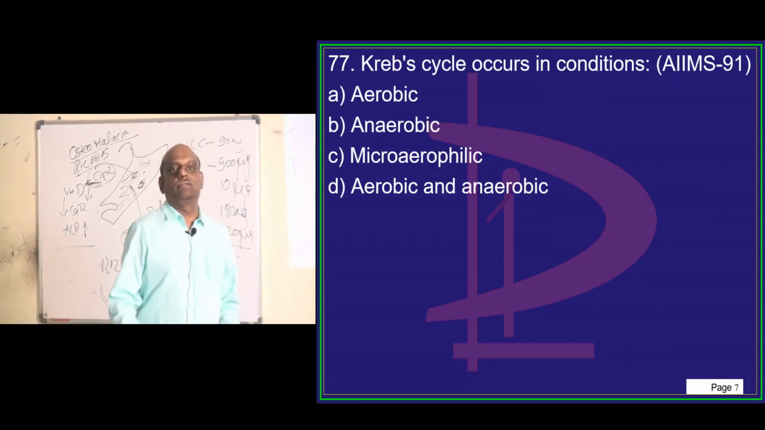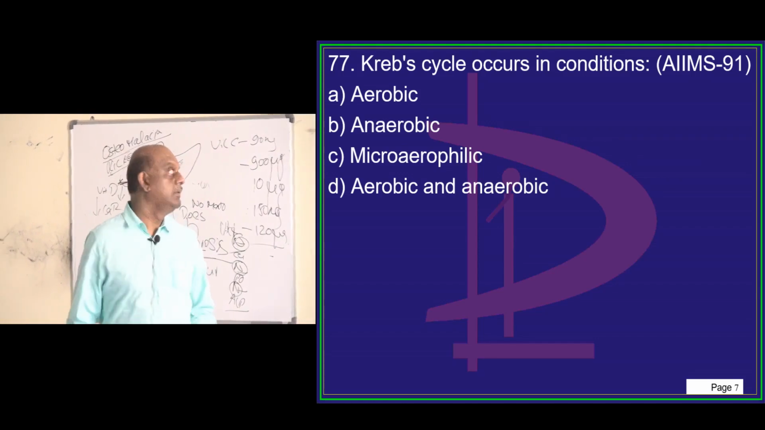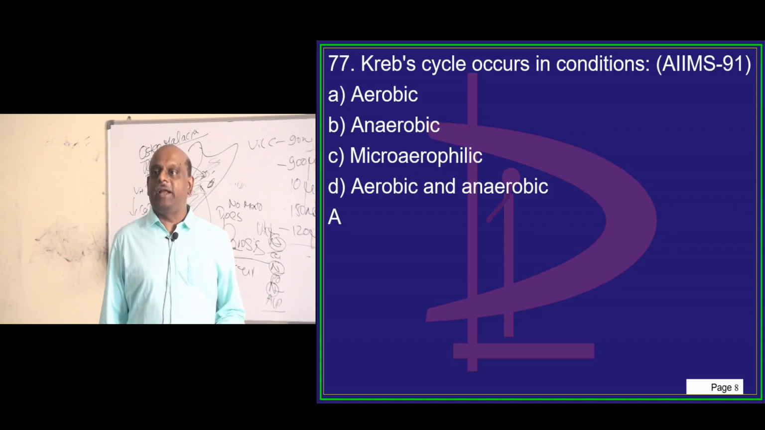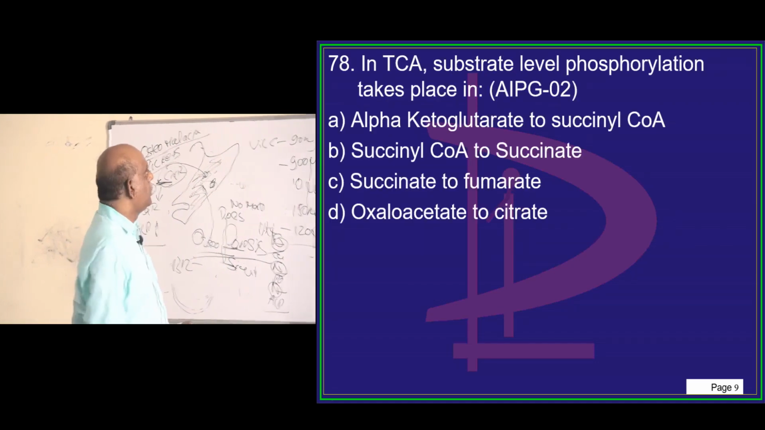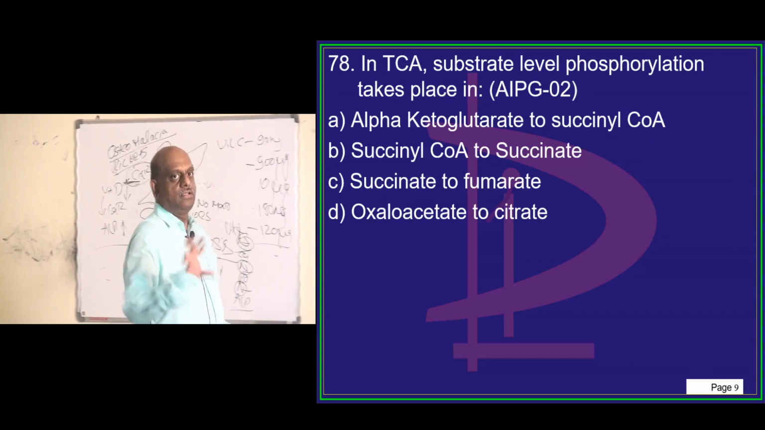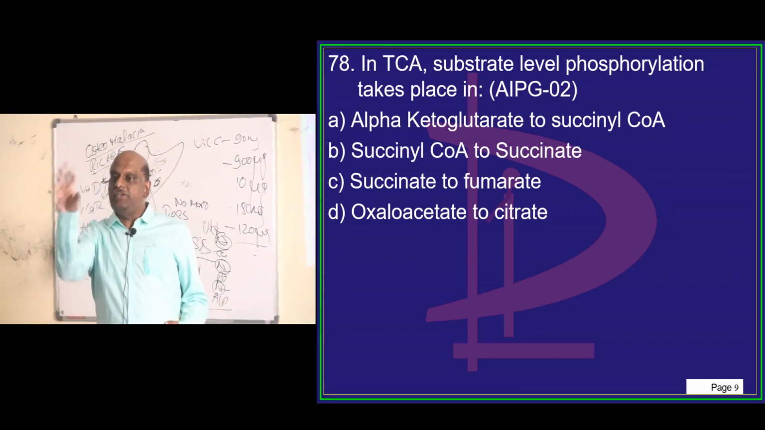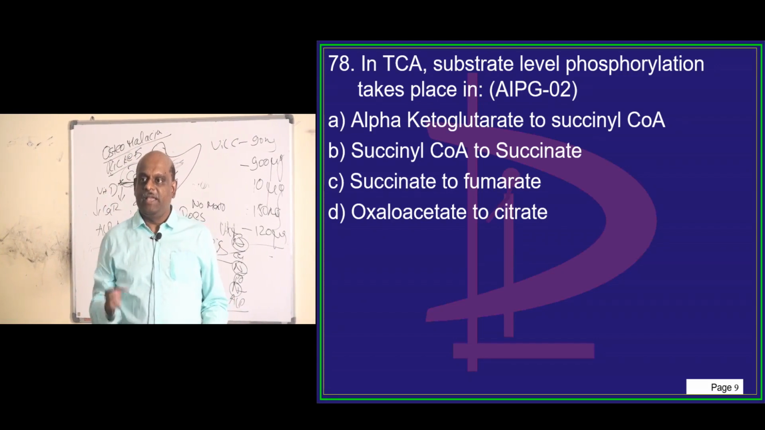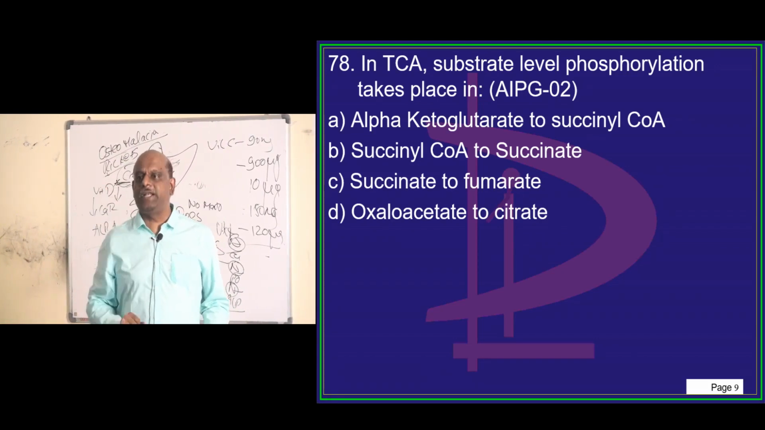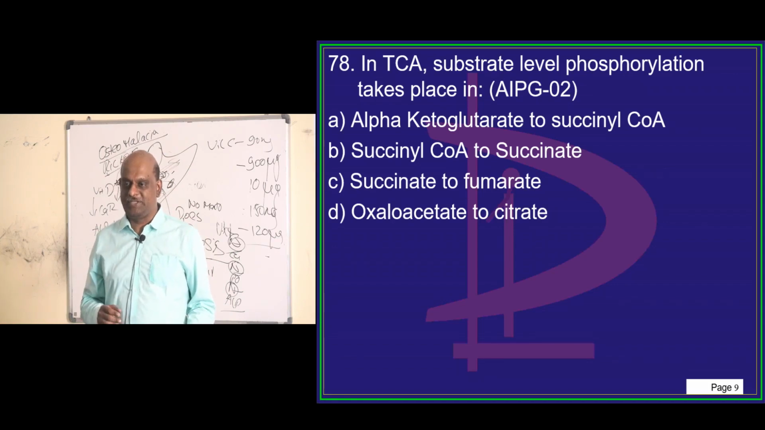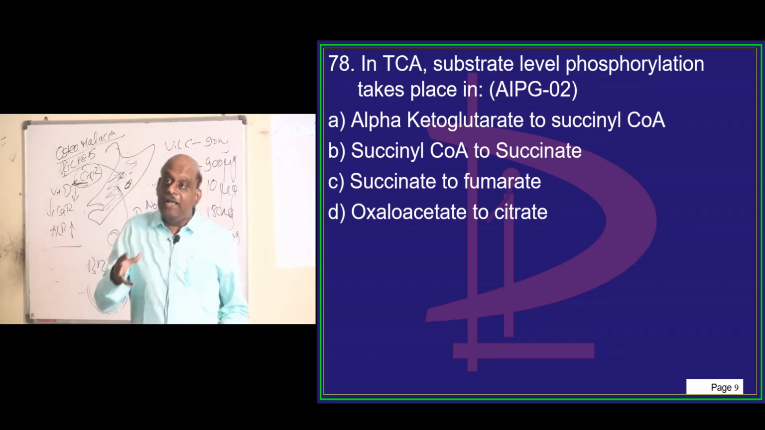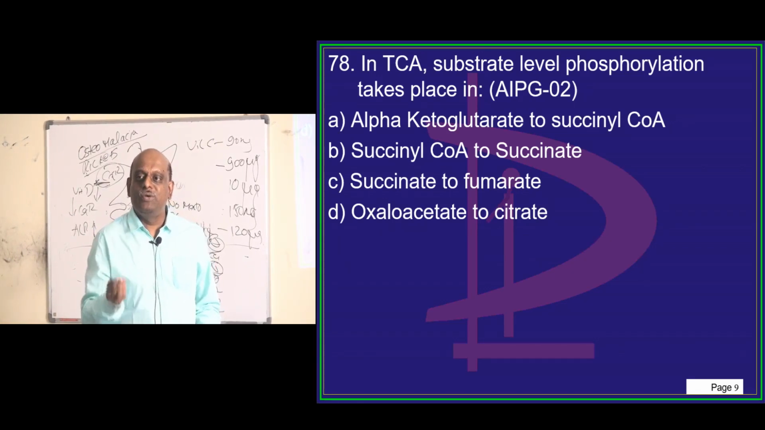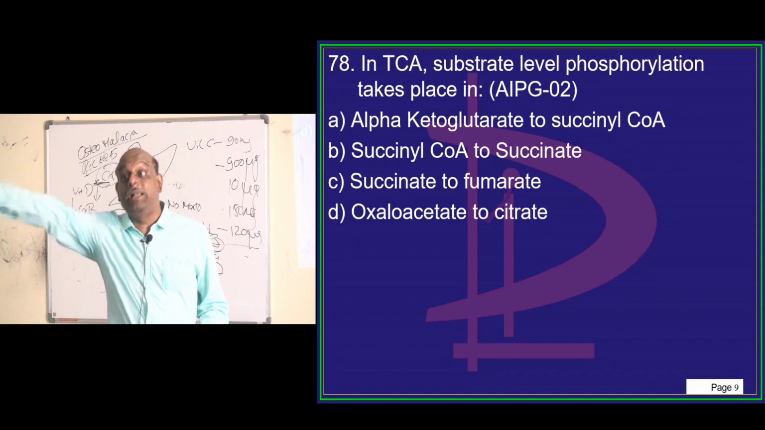Krebs cycle occurs in which conditions? Aerobic conditions. So you should remember that. How is energy captured in the citric acid cycle? In the form of NADH, FADH2, and also there is substrate level phosphorylation where ATP is produced. But NADH, FADH2 produced in the citric acid cycle, when will they be able to create ATPs? Only if they pass through the electron transport chain.